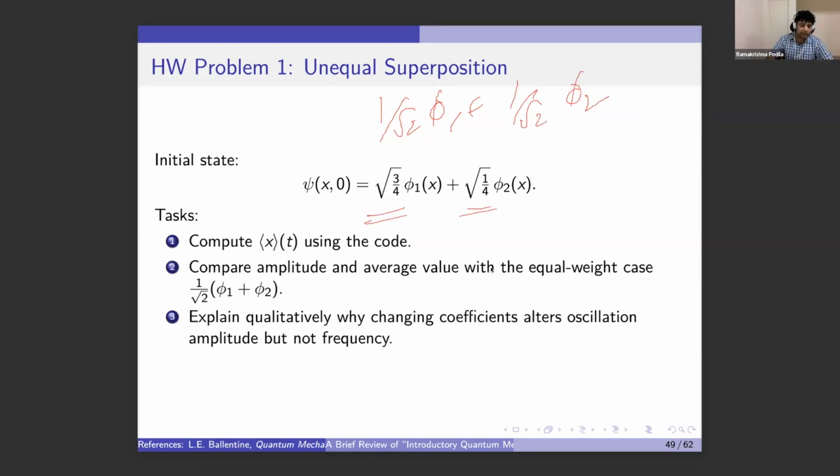All that you have to ensure is, if this is C1 and this is C2, that C1 square plus C2 square sum up to 1, right? So we basically are doing unequal superpositions here.